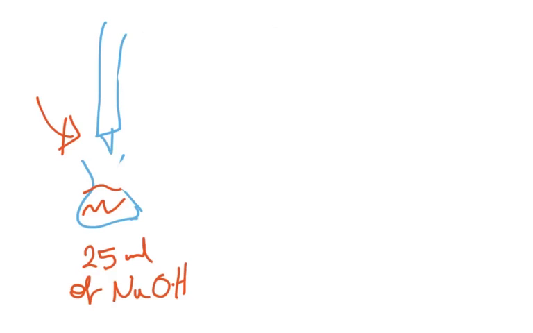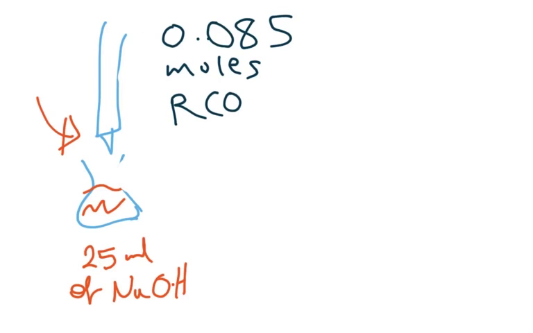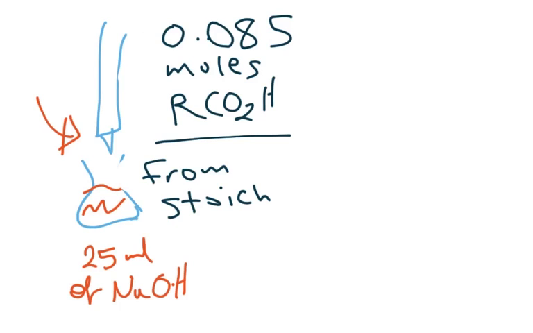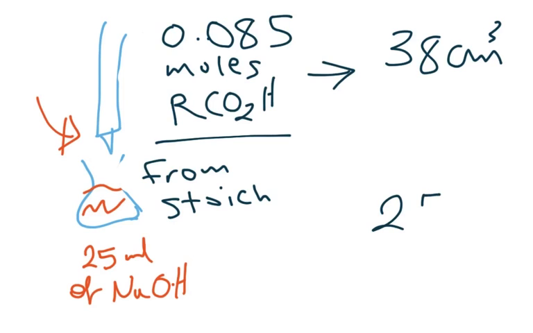But what about the number of moles in the 250 flask to begin with? Okay, here you just do a cross multiplication. So we found out that 0.085 moles RCO2H from stoichiometry is in 38 centimeter cube. What about the 250 centimeter cube? We just do a cross multiplication.